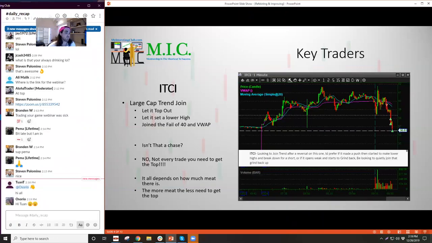So this is what I call a large cap trend join, and I talked about this in the large cap webinar, that this is one of my setups that I like to do in a large cap. Now ITCI, just for some context here, this is on the 24th.